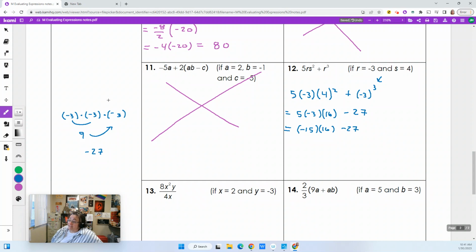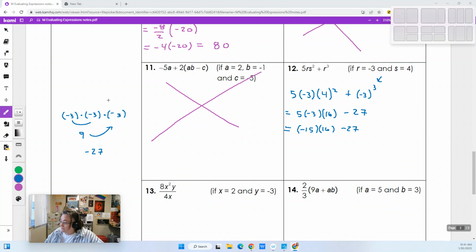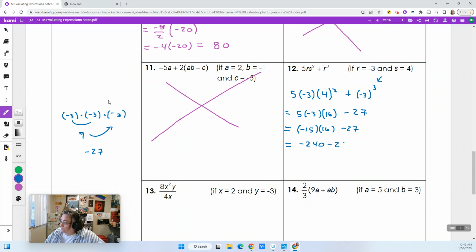And then we're going to multiply that times 16 minus 27. I don't know what 15 times 16 is off the top of my head. I actually have to look at the answer on that one or plug it into a calculator, but it's easier to just look at the answer. So it is negative 240. 15 times 16 will give us 240. And because one of them is negative, it'll be negative 240 minus 27.